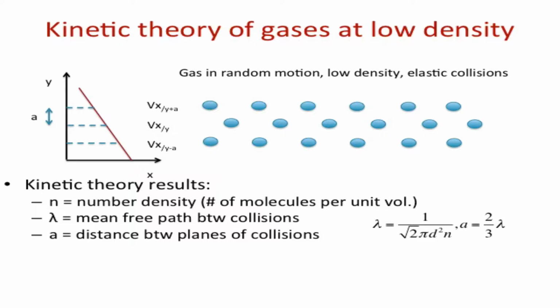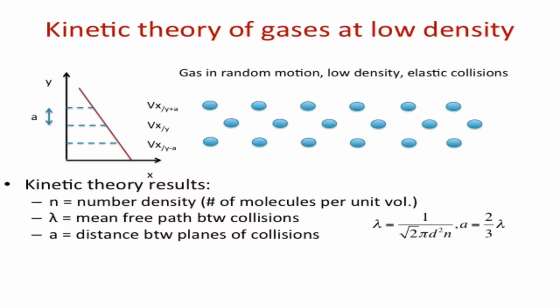So I'm assuming each molecule is just a rigid ball. Okay? So D is diameter and N is number density. And then, okay, I'm monitoring this molecule. It collides here and then collides here. On average, the distance between these two positions is lambda. Okay? That's a distance in space.